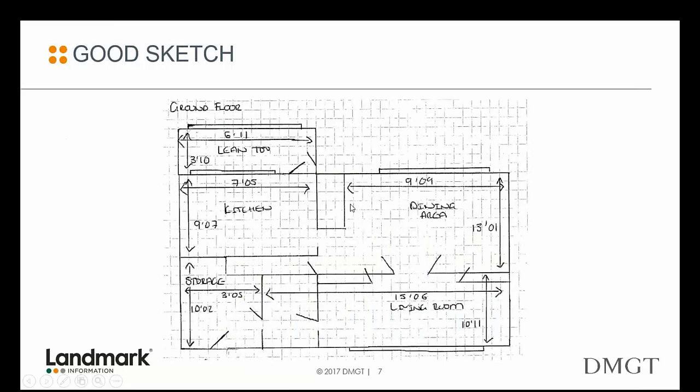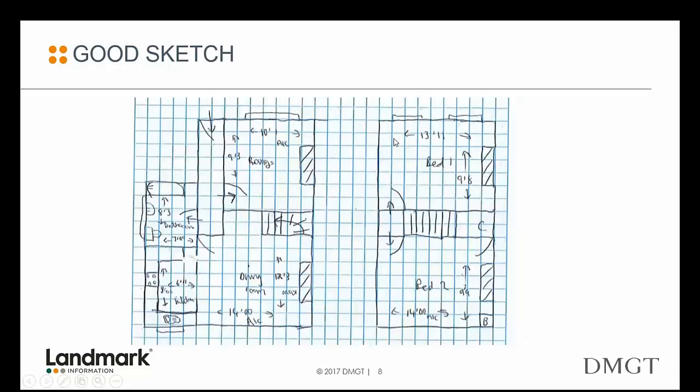This is an example of a good one. It's nothing too fancy. It's a really basic sketch, actually. All the doors and the windows are nice and clear. There are measurement arrows against each measurement to show that we know the width and the depth. Very clear, easy to read sketch, perfect, just what we like.